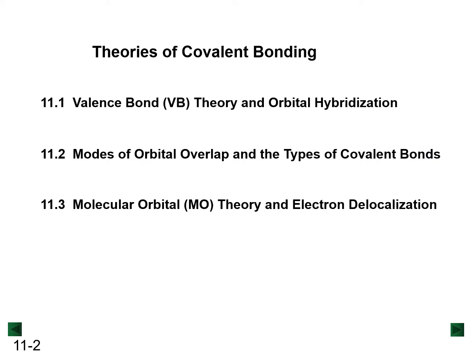Okay, morning everyone. From the previous lecture, we learned about valence bond theory and hybridization, and we learned how atomic orbitals mix to form new hybrid orbitals. Today, we want to learn about the mode of orbital overlap and the types of covalent bonds, sigma and pi bonds.